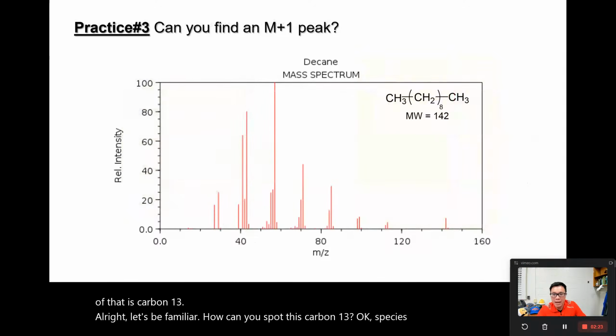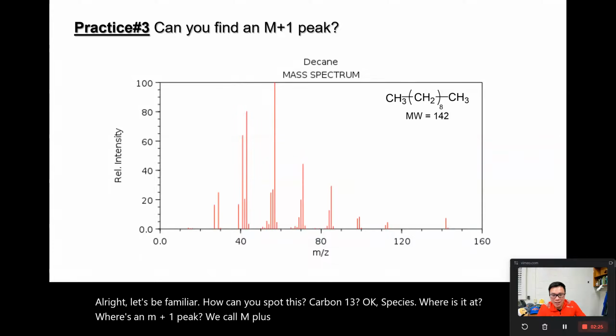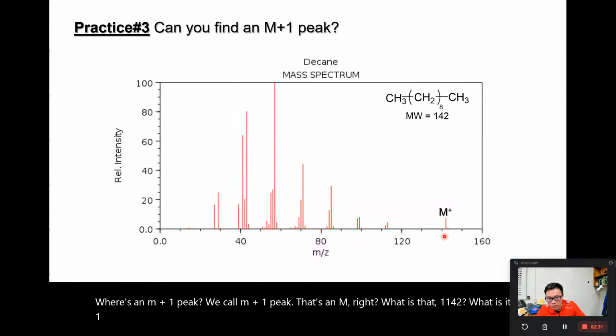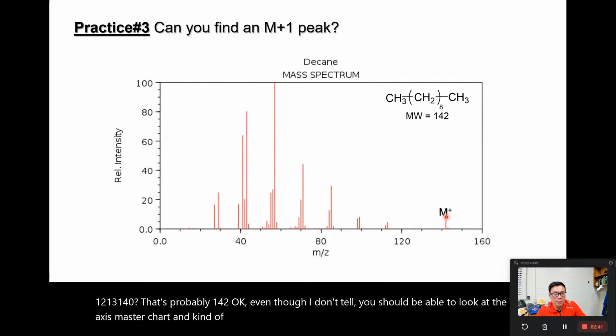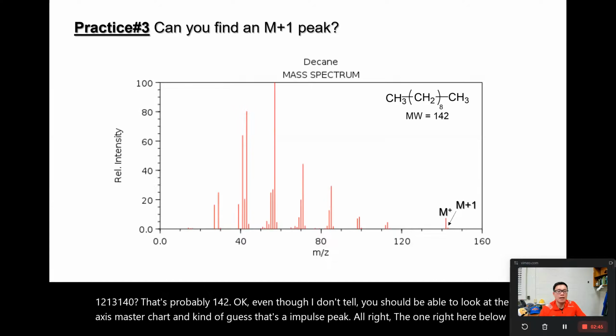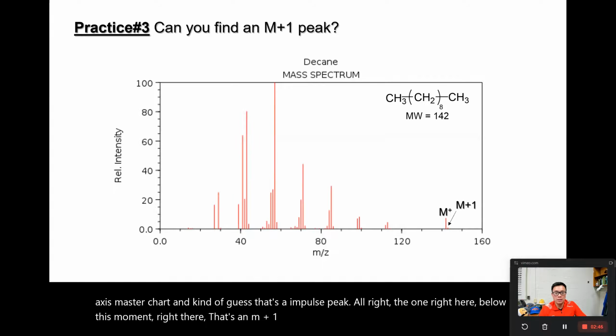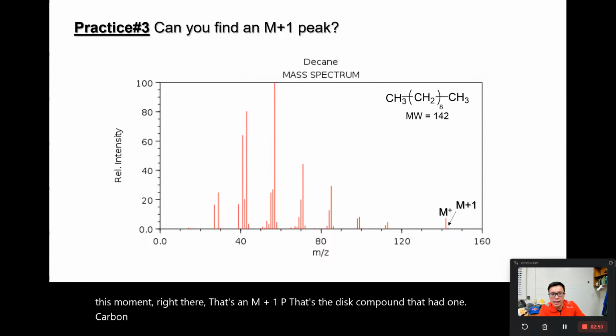Where is it at? Where's an M+1 peak? We call it the M+1 peak. That's an M, right? What is that? 142. This is 120, 130, 140. That's probably 142. Even though I don't tell you, you should be able to look at the y-axis, the mass per charge, and guess that's the M+ peak. The one right here below, the small one, that's an M+1 peak. That's the compound that had one carbon 13. So this is decane, 10 carbon.